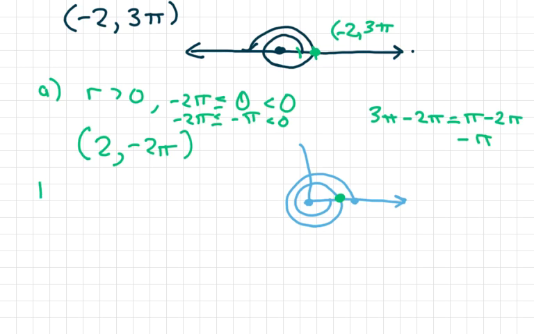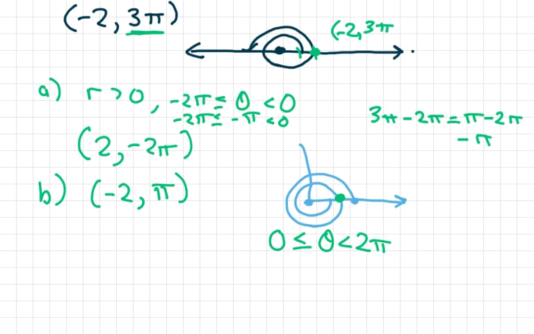All right, and so for B, we want r to be negative, which it already is. But we want our angle to be in between 0 and 2 pi. So if I keep adding, this is not in between 0 and 2 pi. So I'm going to subtract 2 pi, and I just get pi. And again, you can graph it.